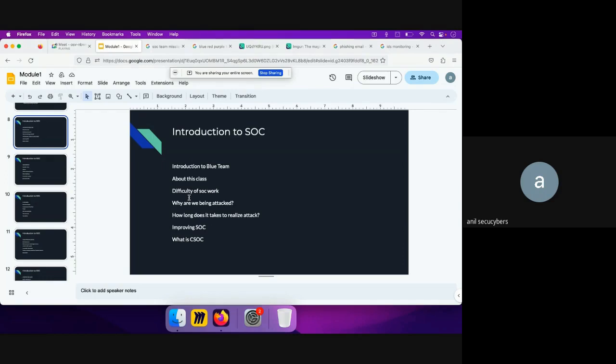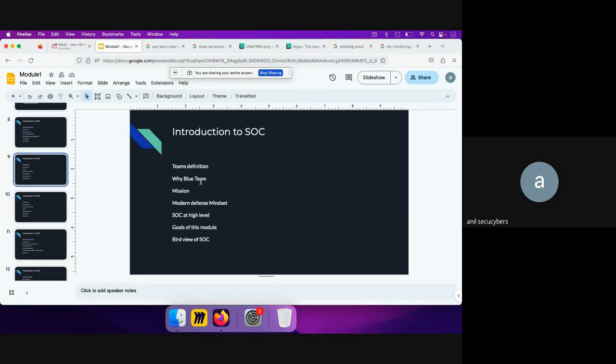Improve the SOC is definitely what I said, where we can stay up to date with knowledge, utilize threat intelligence and various other details. Okay, and what is CSOC, which is Cyber Security Operations Center? This is something we looked at till now. And then the team's definition, we looked at the red team, blue team, and purple team.